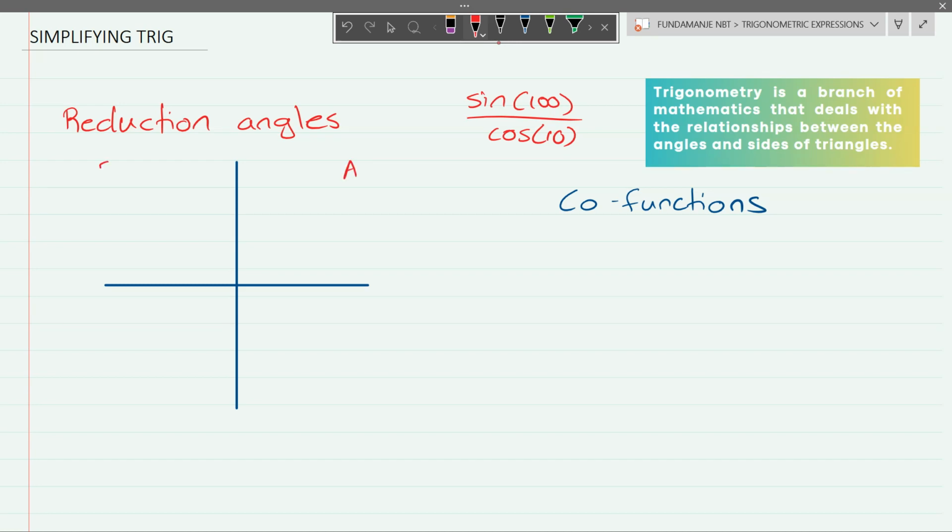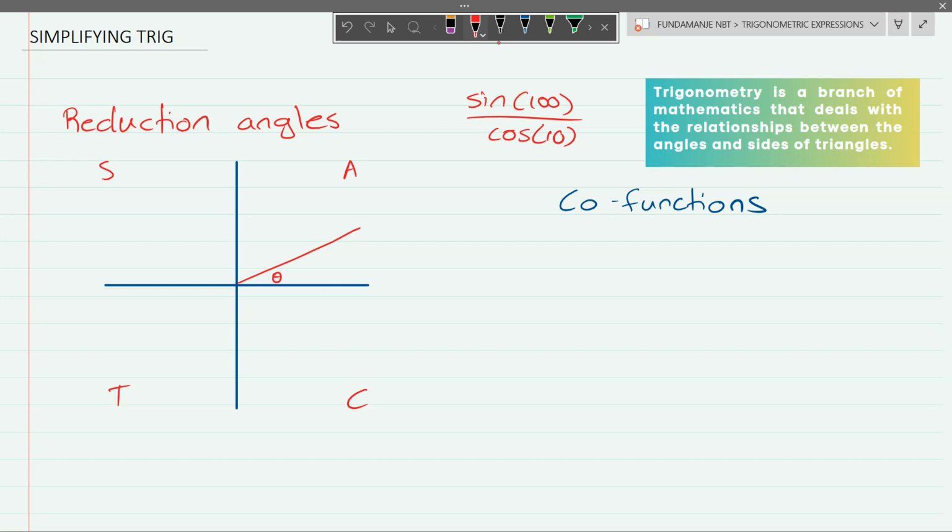All students take C. I don't know what mnemonic you can use to replace the word C, but my teacher used to say all students take Coke. So Coke is the one that you drink, not whatever else you might be thinking about. So what does this map actually tell us? It tells us that in the first quadrant, all values are positive. So sine is positive, cos is positive, tan is positive.